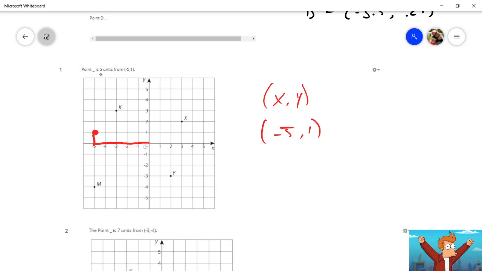So what point is 5 units away? Well, let's see. I'm going to change colors. If I go down, 1, 2, 3, 4, 5. Well, that works. That was an easy first shot, wasn't it? Let's see. 1, 2, 3, 4. Nope, that's only 4. And no way I can reach the x or the y. So which point is 5 units from -5, 1? It is M.